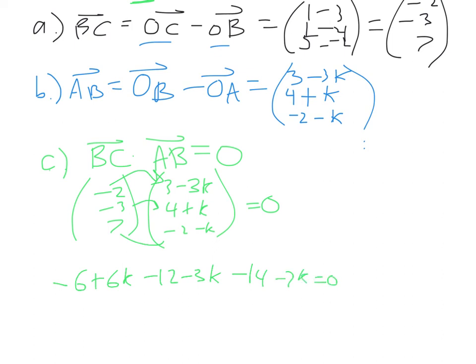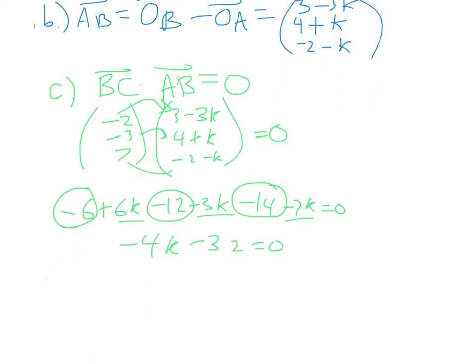So now I can combine like terms here. 6k minus 3k is 3k, 3k minus 7k is -4k. And then I've got -6, -12, that's -18, and -14 makes -32. So -4k - 32 equals 0. And then this is just a little two-step equation, right? If I move the 32 over, -4k is 32, which means k has to be -8. So that is the value of k that will force these two things to be perpendicular to one another.